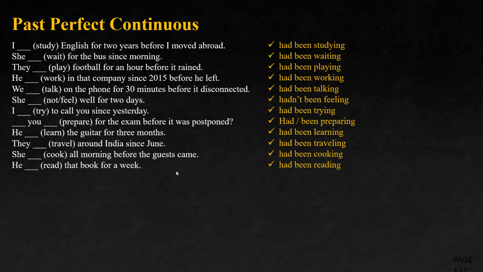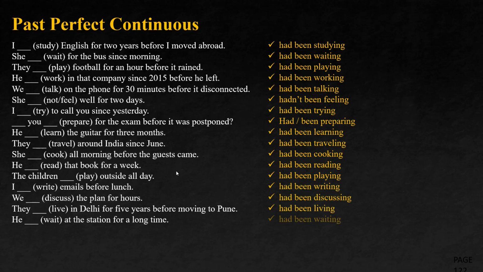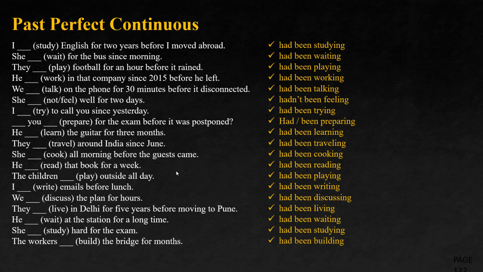It's easy, okay? We don't need to go through everything. It's just had been playing, had been, okay? I had been writing, had been discussing, been living, been waiting, been studying, and then again been building, same, okay? It will be the same, had been practicing. So when it comes to past perfect continuous, it is easy. Just need to add had been, okay? Is that clear?